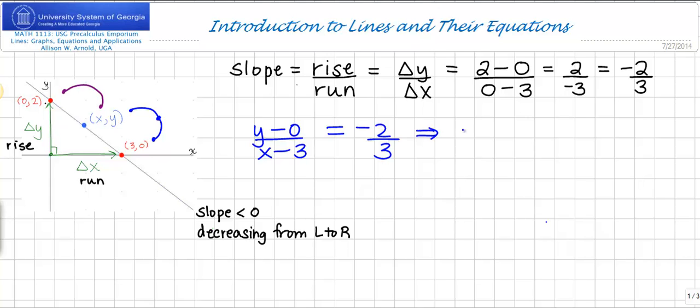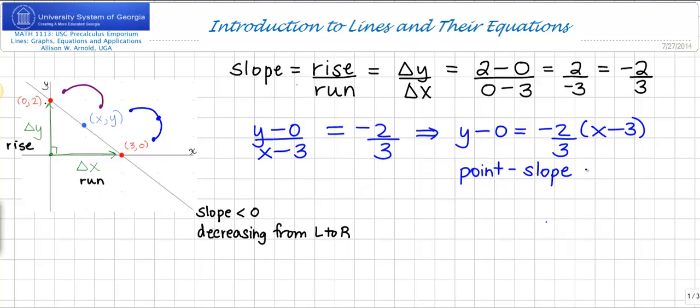If I decide to multiply both sides by x minus 3, we have y minus 0 equals -2/3 times x minus 3. This is the form of the equation of a line that we most notably call the point-slope form. But please understand, the equation of the line is right here. I mean, it is the slope formula.